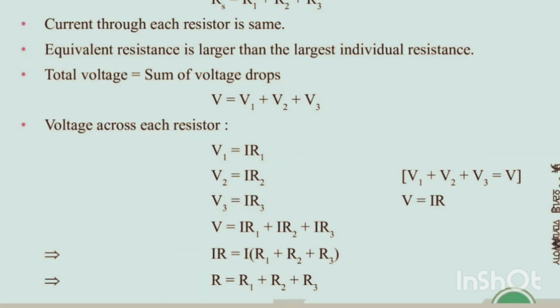The next point is voltage. Total voltage is equal to the sum of voltage drops, that is, total voltage V is the sum of V1 plus V2 plus V3. Voltage across the resistors: V1 is equal to IR1, V2 is equal to IR2, V3 is equal to IR3. So we can take V1, V2, V3 together as total V. Okay, so we can write V is equal to I times R1 plus R2 plus R3, where I is taken as common. So it becomes V is equal to IR.